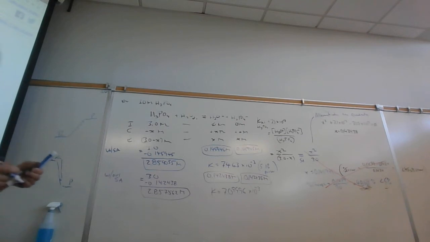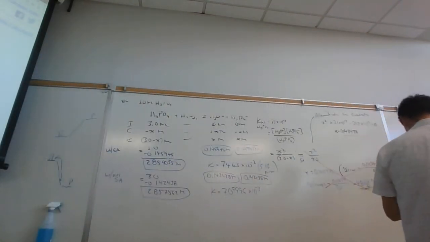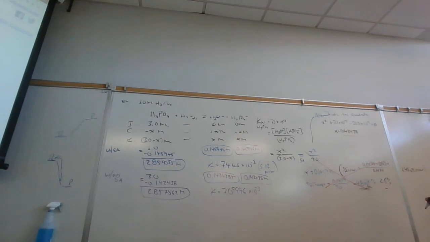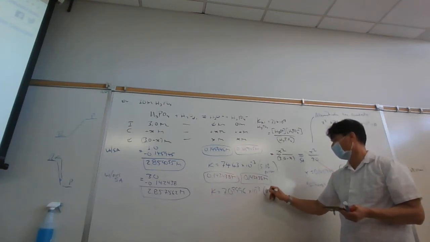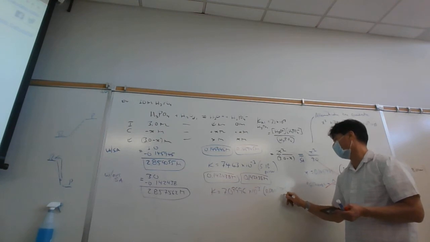All right, let's do 7.1 times 10 to the minus 3 minus that, divided by 7.1 times 10 to the minus 3, times 100. Okay, the percent error here is 0.000524% error.